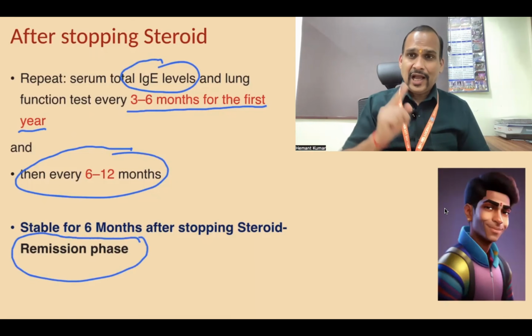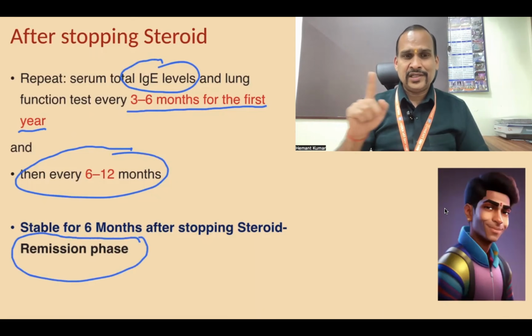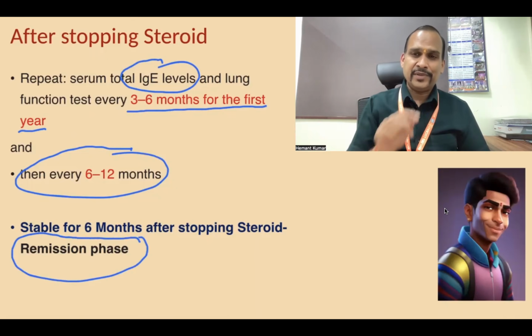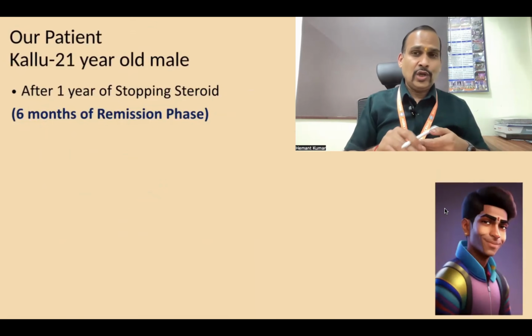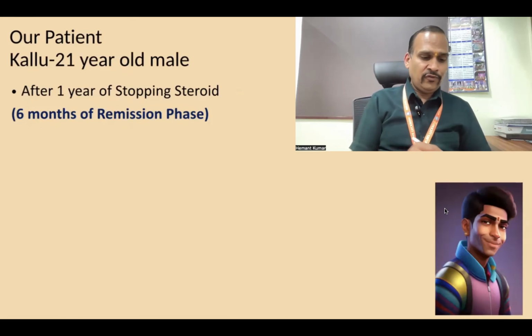Remission phase: after stopping steroid, the patient should have remission for 6 months, or the patient is stable for 6 months. That is called remission phase. So our patient Kallu, after stopping steroid for 1 year, he was stable.